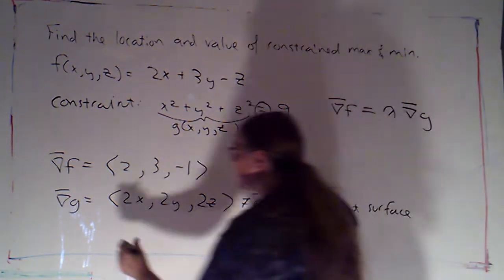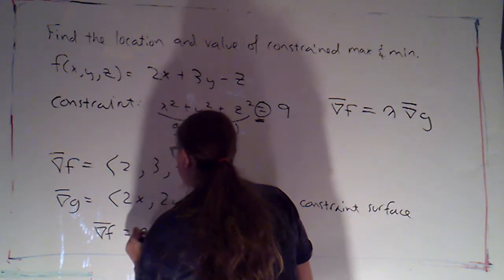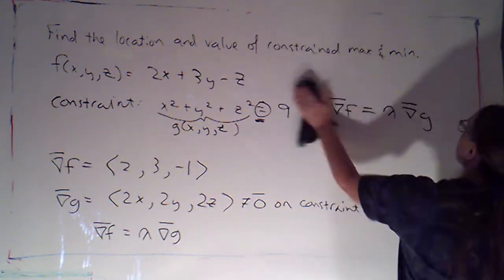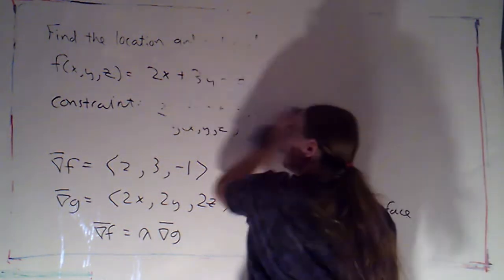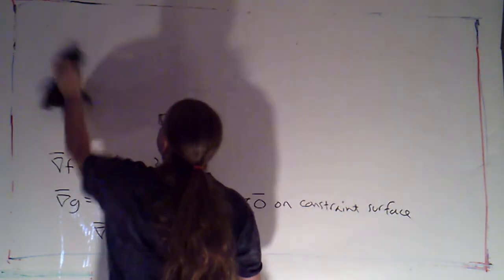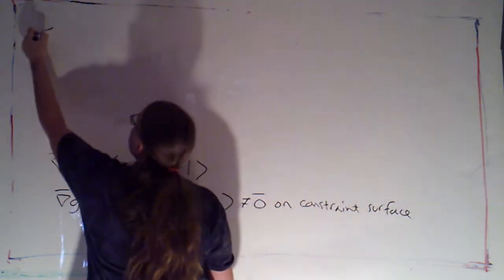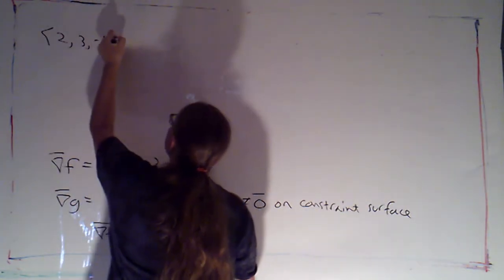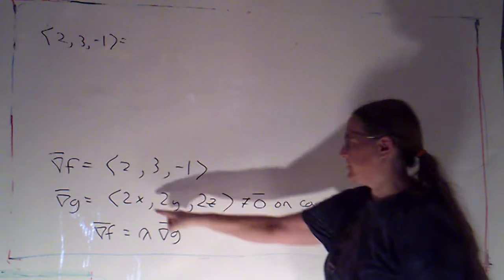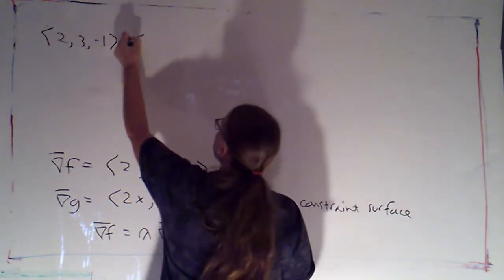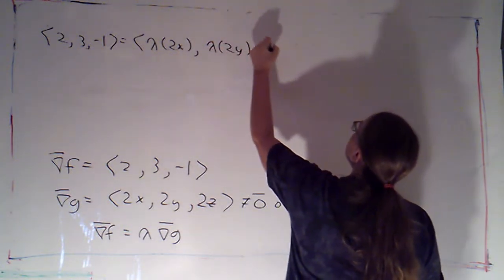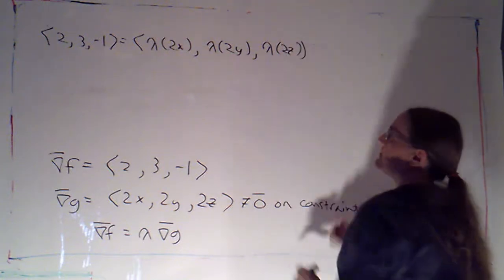All right, so I'm looking for places where the gradient of f is lambda times the gradient of g. Let me just write that out in terms of the components of my vectors, and then we'll get our system of equations. Okay, so the gradient of f we said was 2, 3, negative 1, and that's got to equal lambda times this. I'm just going to do the scalar multiplication, so I'm going to insert a lambda in each component. So that would be lambda times 2x, lambda times 2y, lambda times 2z.